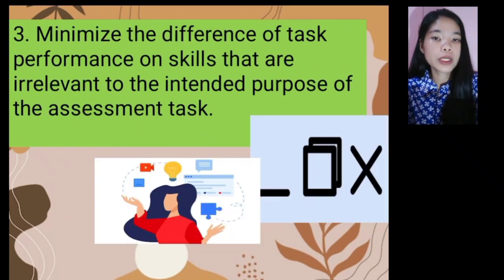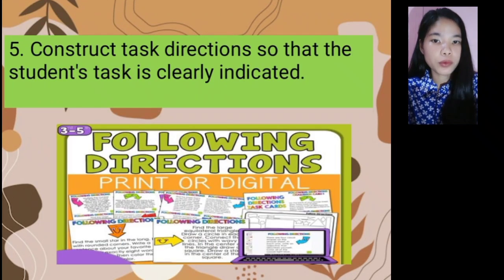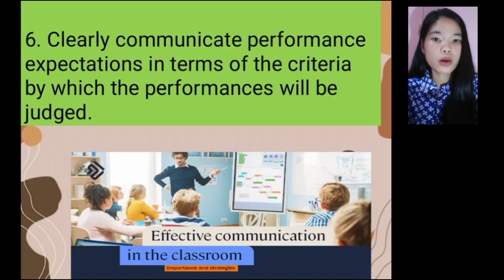Third is minimize the difference of task performance on skills that are relevant to the intended purpose of the assessment task. Fourth is provide the necessary scaffolding for students to be able to understand the task and what is expected. So minimize irrelevant skills so that the task is primarily focused on the learning outcome. Avoid unnecessary complexities. Fifth is construct task directions so that the student's task is clearly indicated. So students need clear instructions and support to understand the task and what is expected of them.